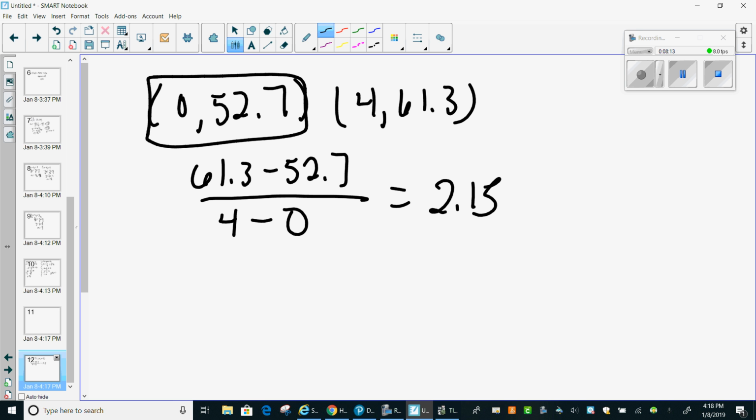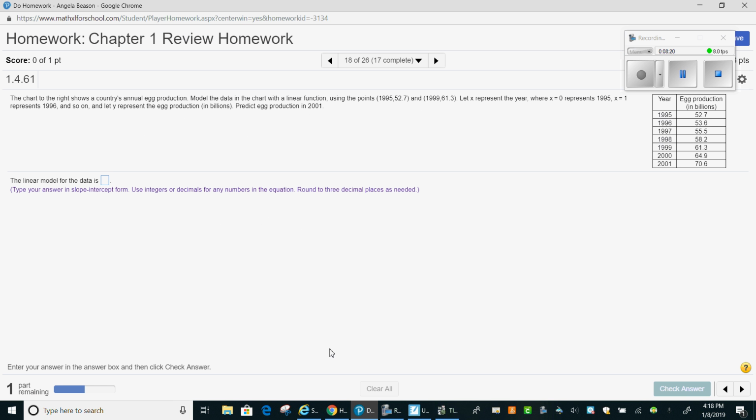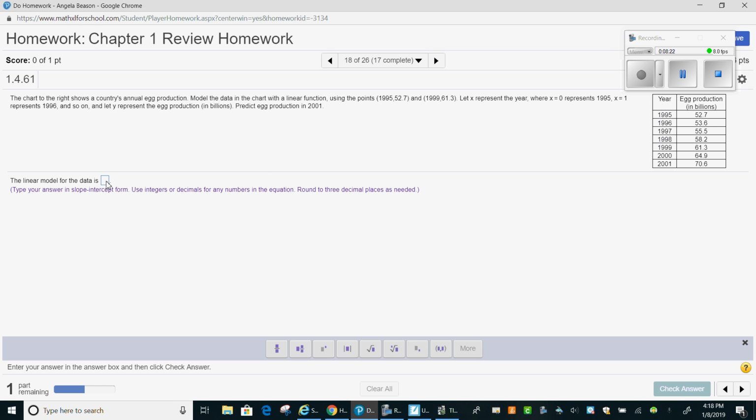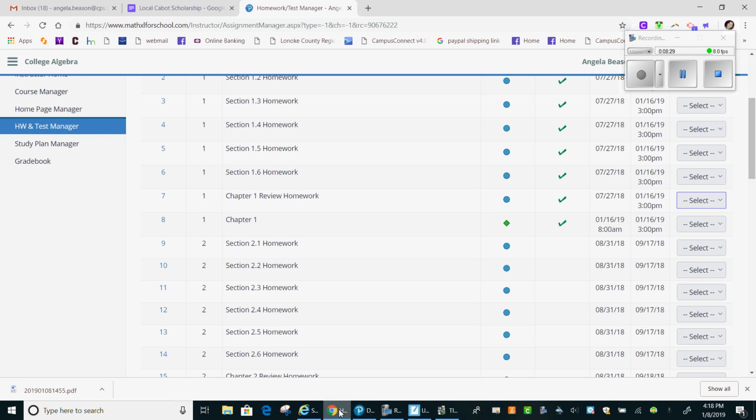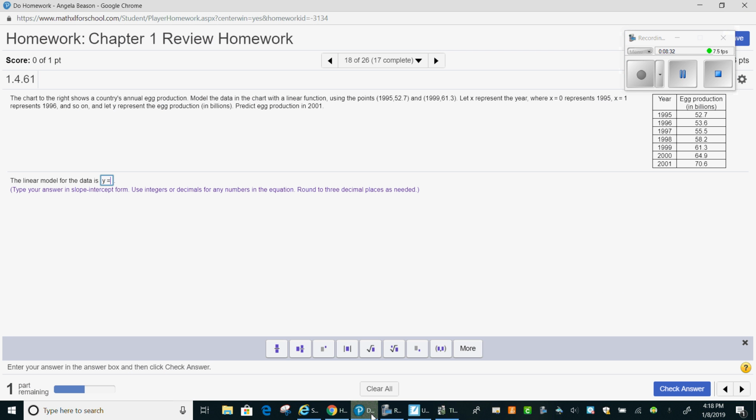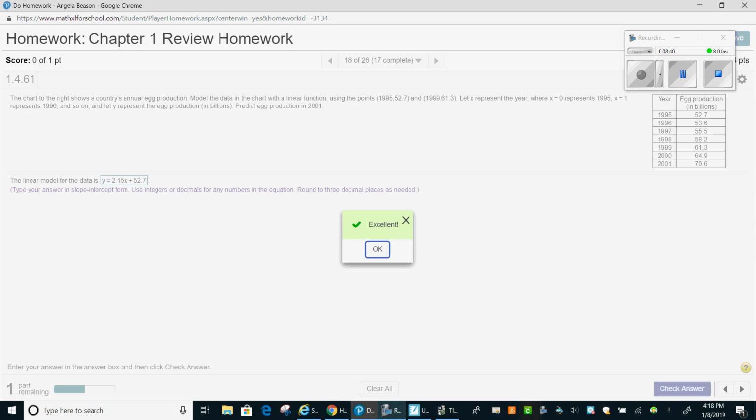Here's the y-intercept right there, 52.7. So let's see if we can write that for our equation. Use integers or decimals, so y equals, let me get this right, it says round to 3 decimal places if needed, but we didn't need that. It came out as a whole number. 2.15x plus 52.7. And that worked out.